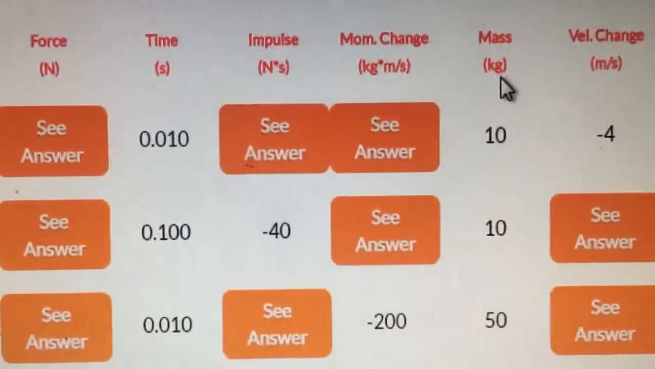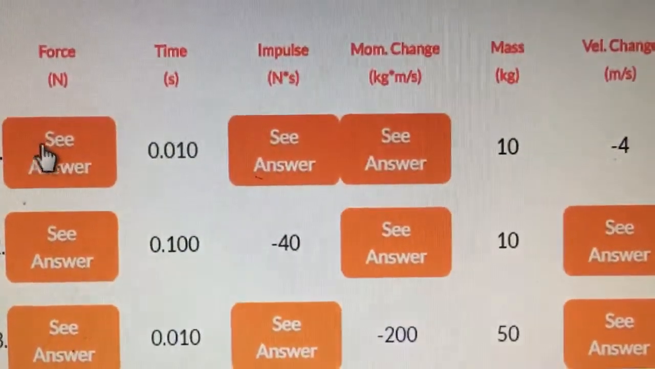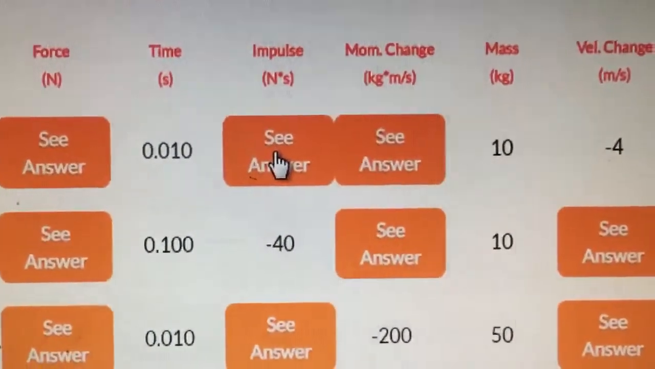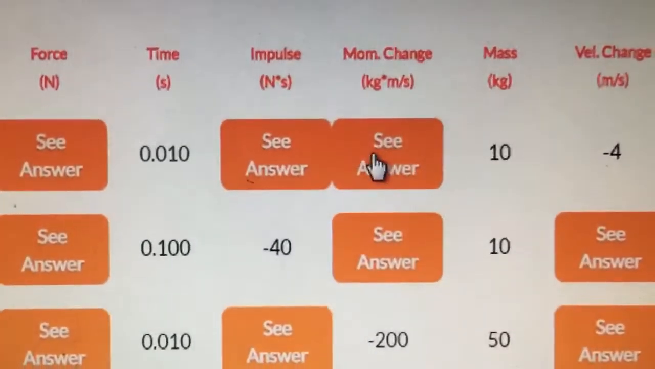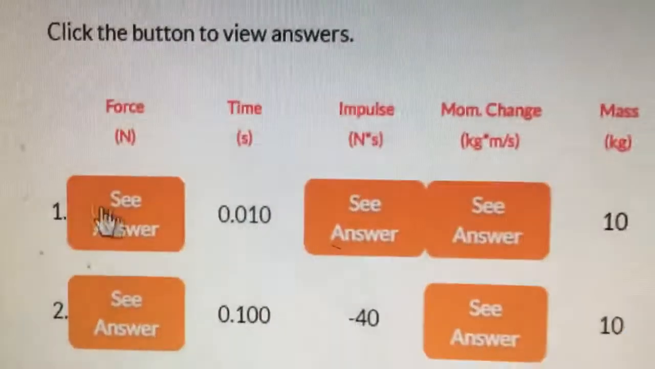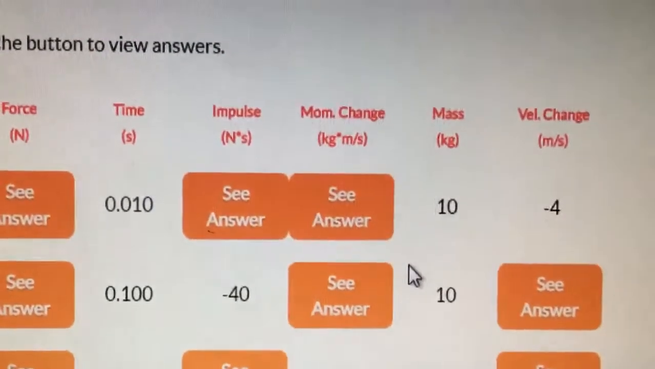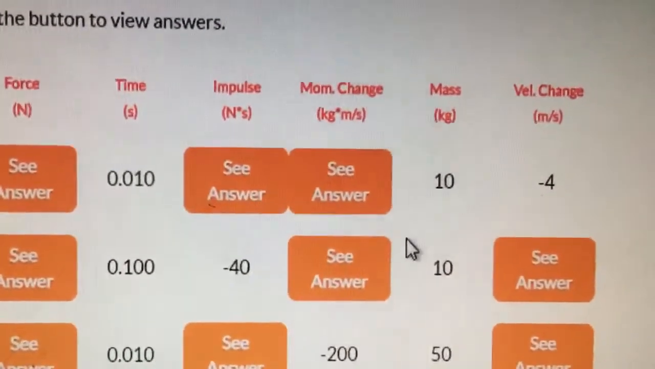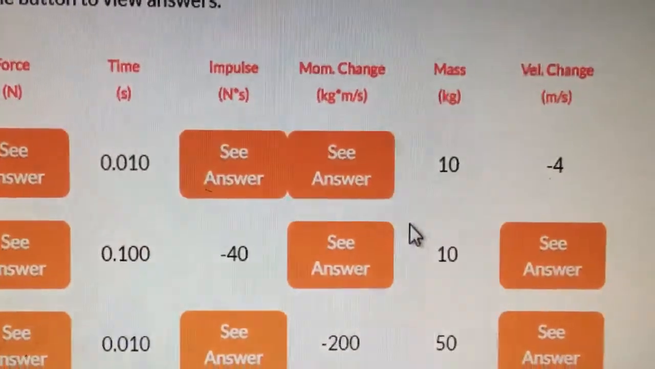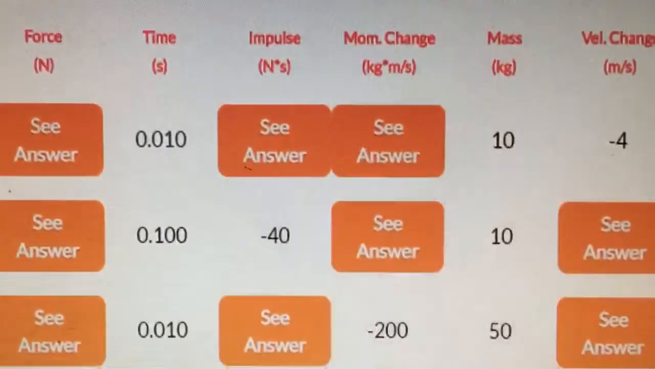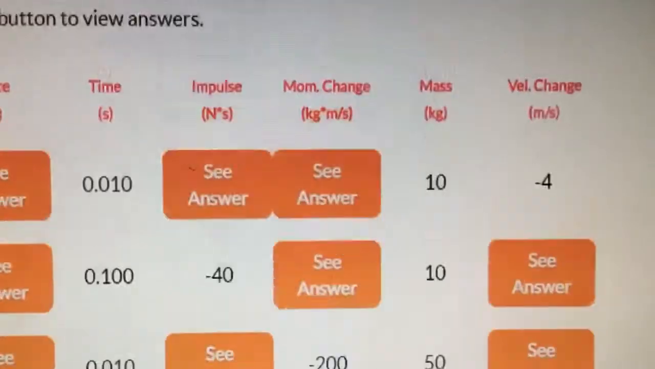And so, when you're solving these, whatever you get here for the impulse, you should get the same thing for the momentum. To solve this, we need to use this equation that we just had, which is force times the change in time equals the mass times the change in velocity. I actually did this on the board in second period, and so I will show you right now what I did. Here we go.